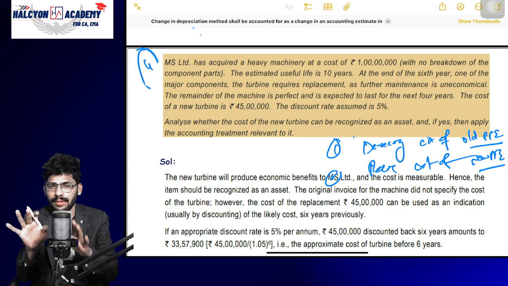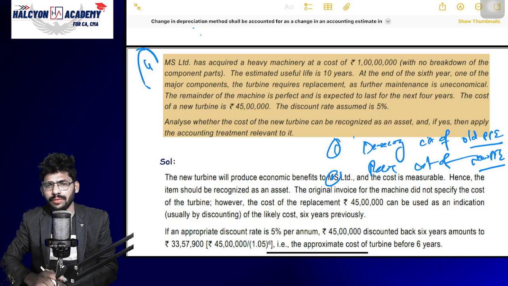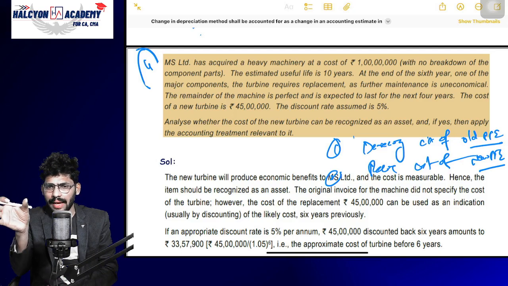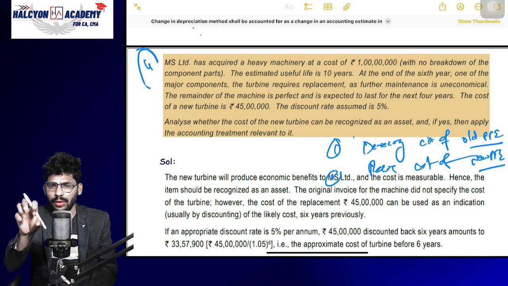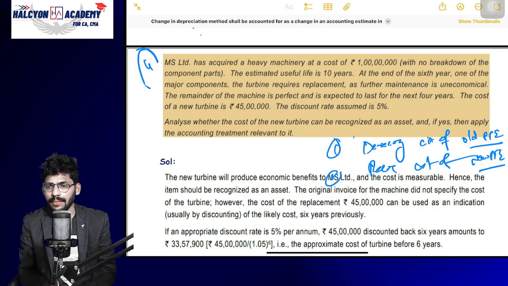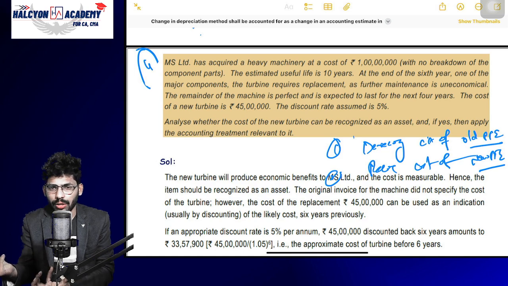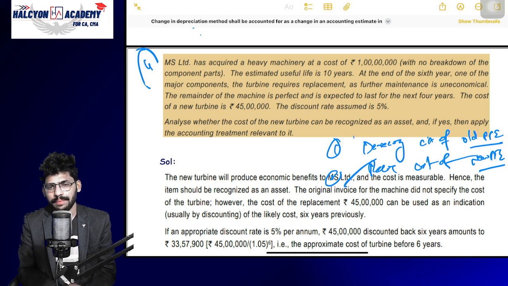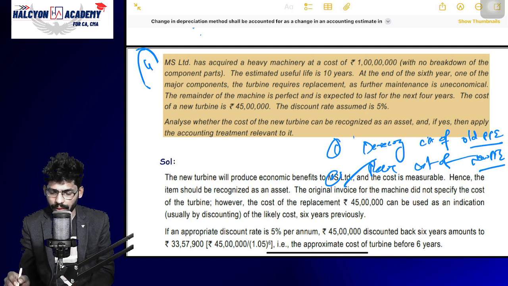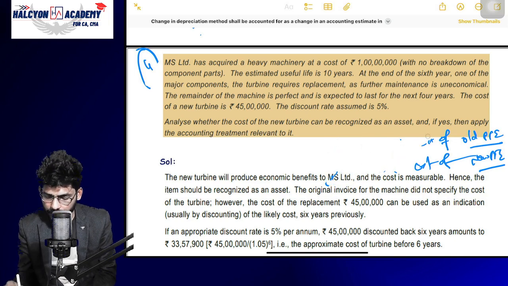Obviously, sir. Simple. We have one machine. Out of that, one part we are replacing. So when we are replacing, it has some carrying amount on that day. So we need to derecognize the carrying amount of that particular part. Correct or not? Now you are inserting a new part. So we need to incur the cost, right? So we need to recognize in our books at cost only. Yes, cost only. Correct or not? Yes, okay.